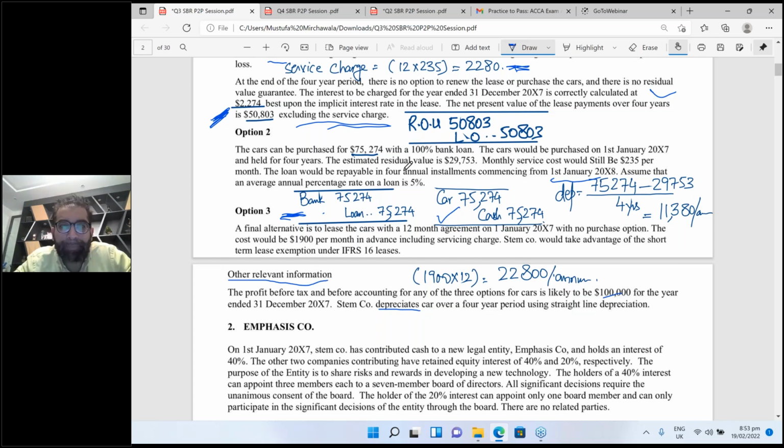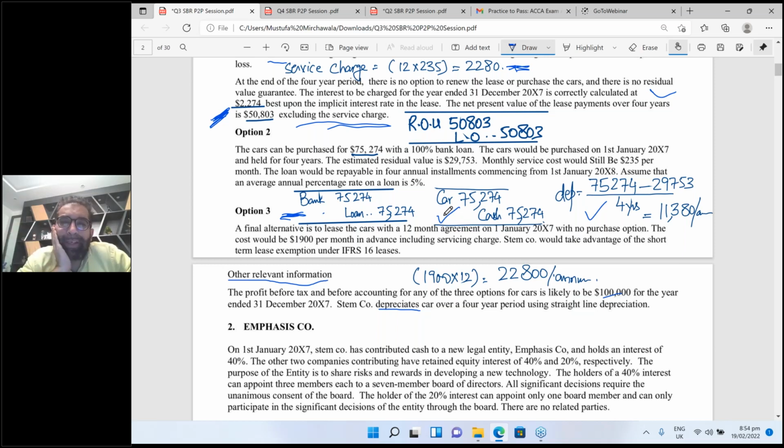Okay, so first of all, you've got the bank loan, then you bought the car, and now let's simply depreciate the car. How will you depreciate the car, students? See, cost less residual value divided by life. See the formula, cost less residual value divided by life. So this will be 11380 per annum.